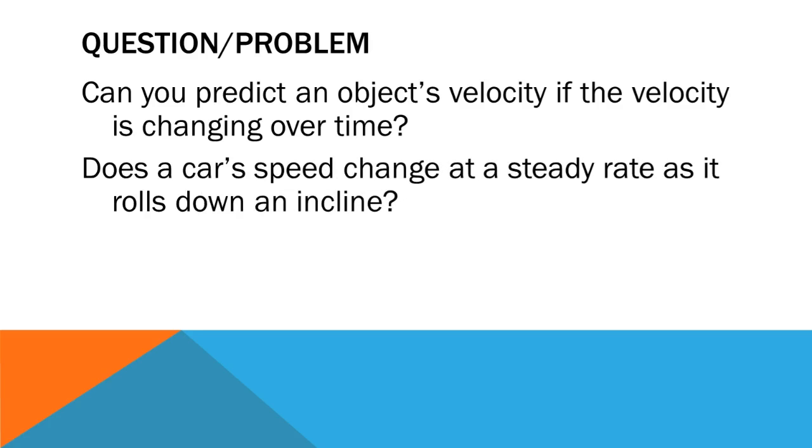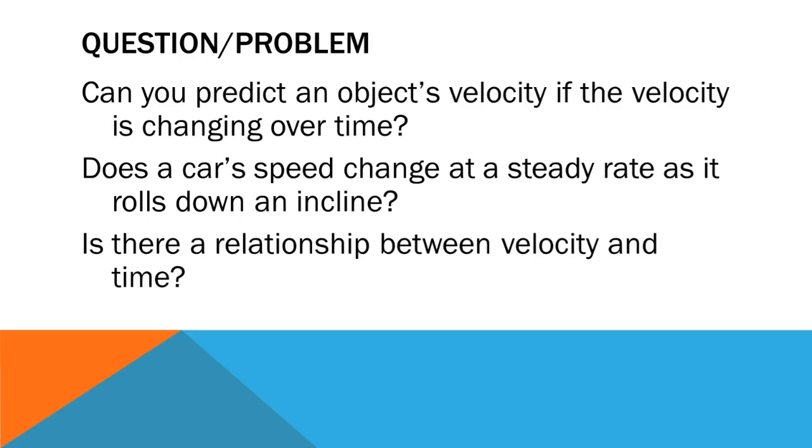Does a car's speed change at a steady rate as it rolls down an incline? Is there something that governs how fast or how much faster an object goes over time? Is there a relationship between velocity and time? That's our main question.